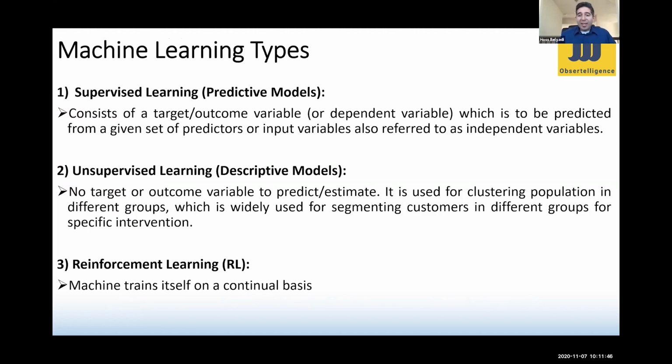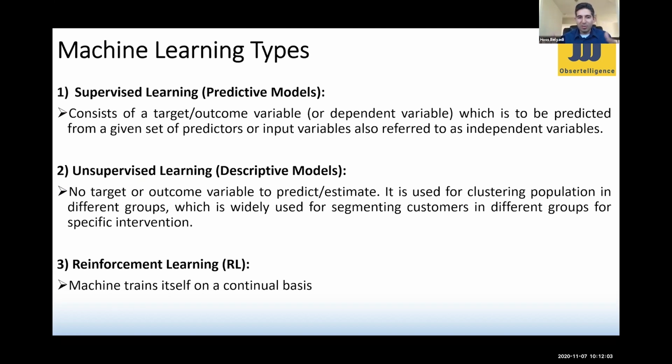So now let's talk about different types of machine learning. There are three different types of machine learning. I'm going to talk about each one, okay? And then in the next few lectures, we'll actually build on that and talk about those. So first is called a supervised machine learning model.